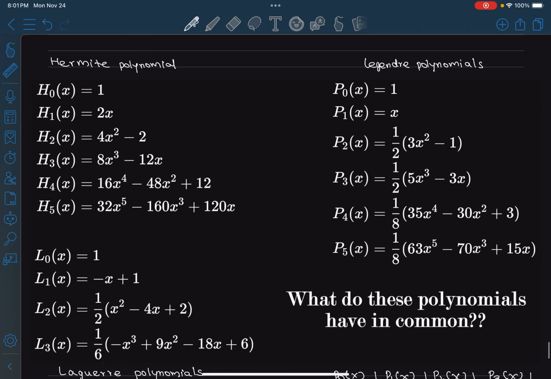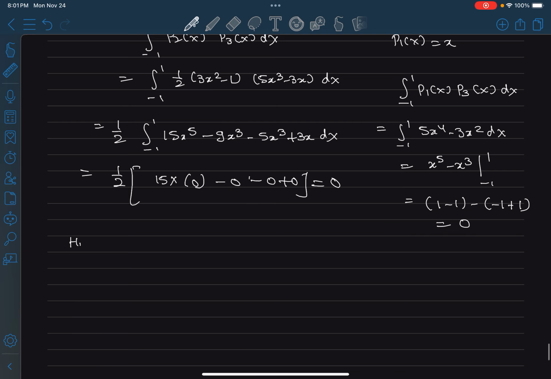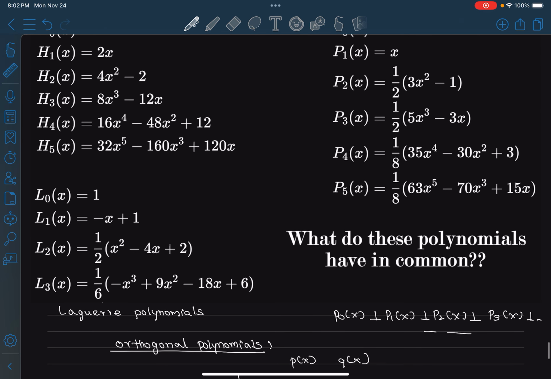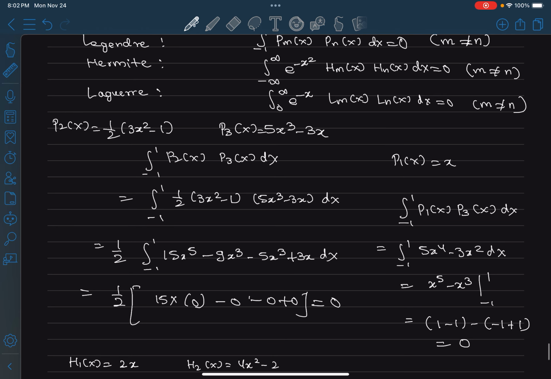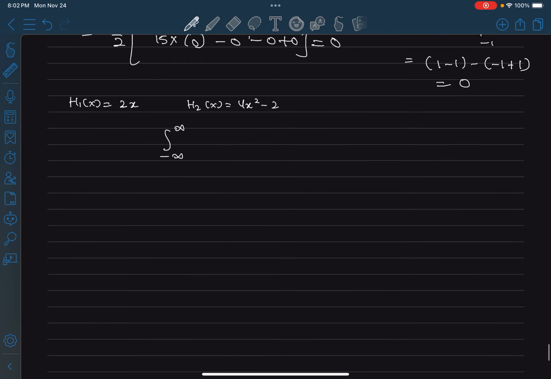Okay, now let's go to the Hermite polynomials. Let's take H1 of x equal to 2x and H2 of x equal to 4x squared minus 2, right? For the Hermite polynomials, the orthogonality condition is the integral from minus infinity to infinity of e to the power minus x squared. This one is a bit complicated, right? So e to the power minus x squared with 2x and then 4x squared minus 2 dx, right? Let's see.